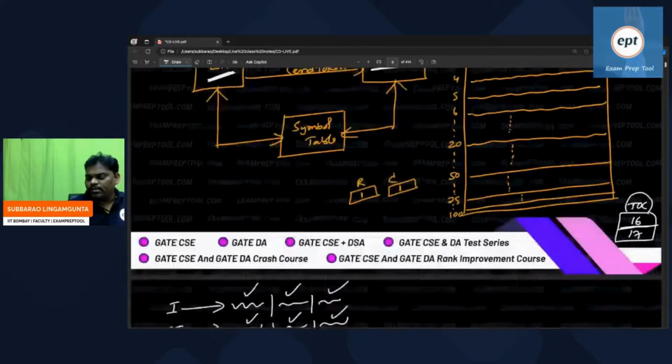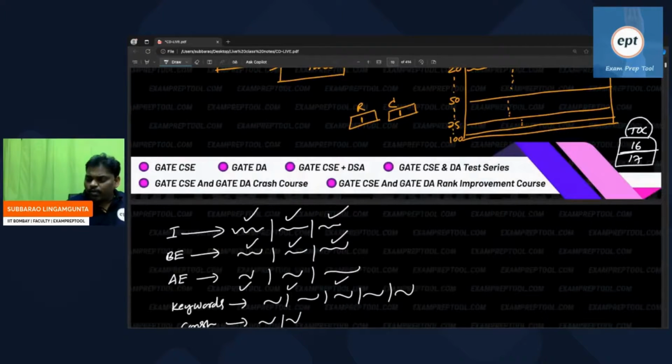Now everyone listen. Initially, some people are asking, sir, where is the parser initially? You know very well, right? It will start from the start symbol. It's almost like main. Start symbol, main goes to some productions that are there.